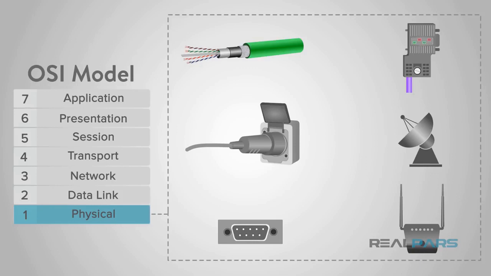At this layer, the model transmits the digital data bits from the source or sending device's physical layer over network communications media, which can be electrical, mechanical, or radio, to the receiving or destination device's physical layer.